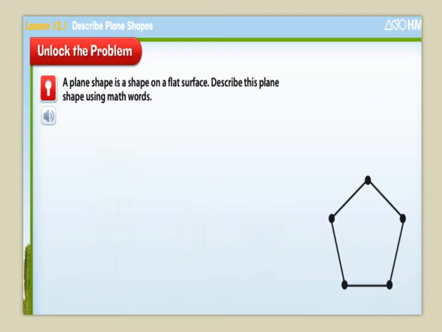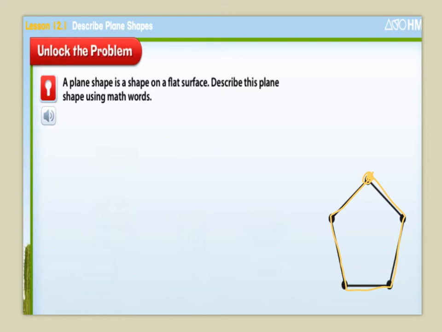Let's describe these plane shapes. Let's unlock this problem. A plane shape is a shape on a flat surface. Describe this plane shape using math words. First, is this shape an open shape or closed shape? How would you find that out? We could find this out by seeing if we could start and finish at the same point. So here we are, here's our starting point, and we're going to trace it all the way around. We do start and end at the same point, so this is a closed shape.